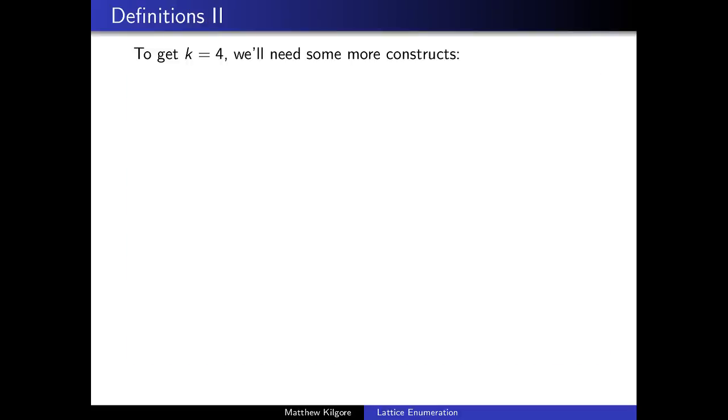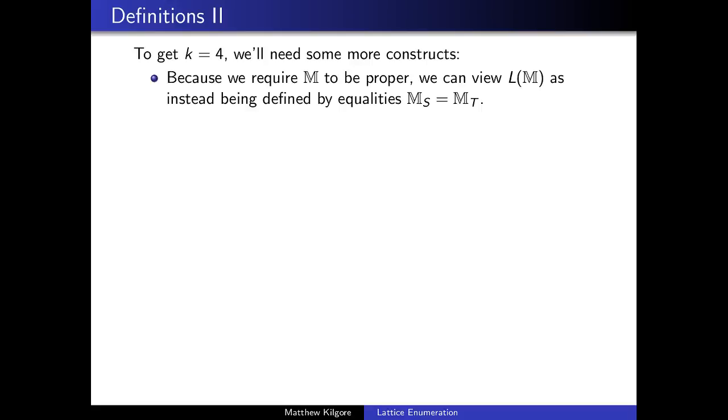Now, to get k equals 4, we'll need a bit more information, some more constructs. Because we require M to be proper, we're going to view M slightly differently. Instead of being defined by the inclusions, we're going to view it as being defined by equalities M_S equals M_T. You can see that this is equivalent, it actually makes a bit more sense to call this a lattice.